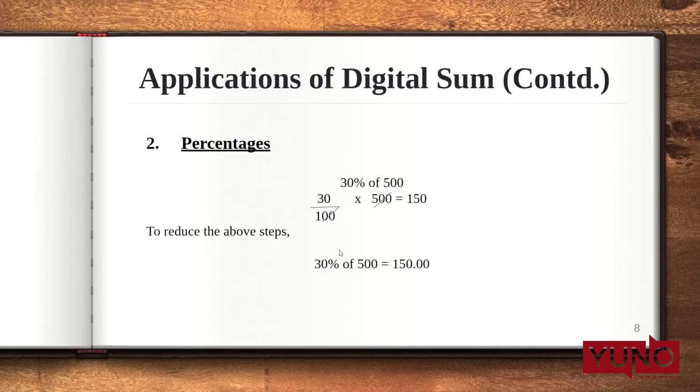There is one more application of digital sum, that is percentages. Now if we want to find the percentage of, say for example, 30% of 500, the conventional way to do it is in this format. Now using a Vedic Maths trick, what we can do is, for 30% of 500, we can multiply 3 and 5 together, that is 15, and add decimals after 2 decimal places from the right hand side.